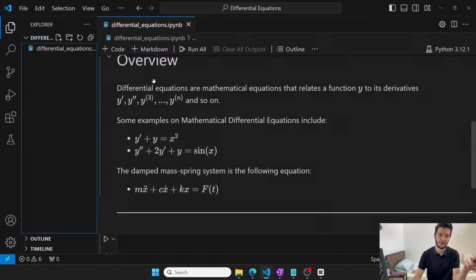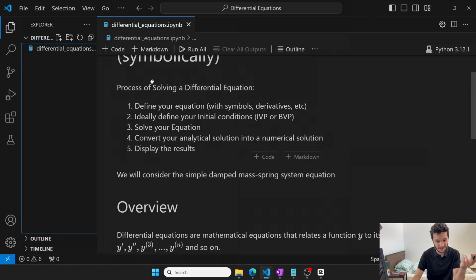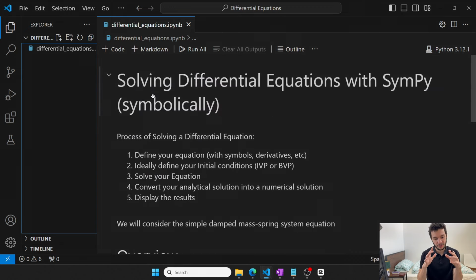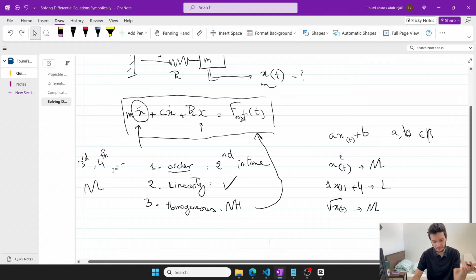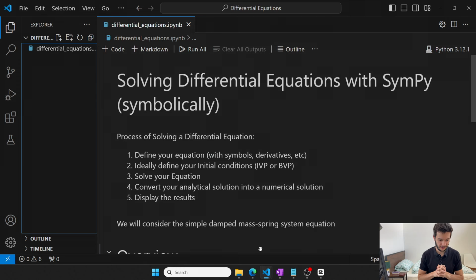Now, all of this theory apart, we can finally start using SymPy to solve these differential equations. It is very important to know what types of differential equations you can solve symbolically or not, and you can know this depending on the classification. Let's go to Python. Here, the process of solving differential equations is a 5-step process. First of all, you define your equation, and then ideally you define your initial conditions, but this is not necessary at first. You solve your equation, and then you convert your analytical solution to a numerical solution. These last two are optional if you want to display the results.